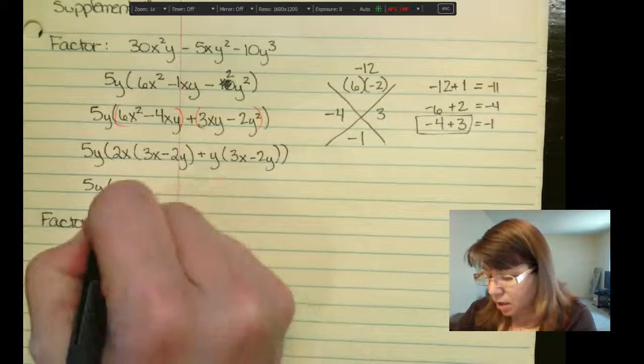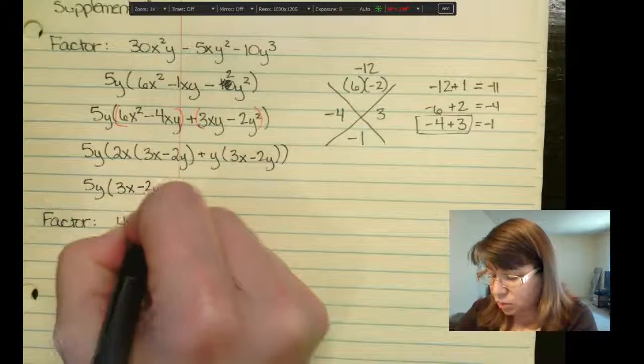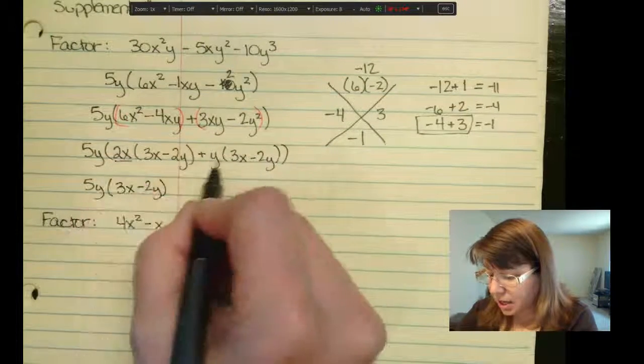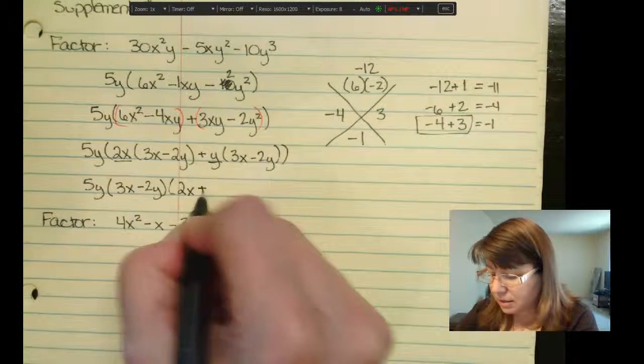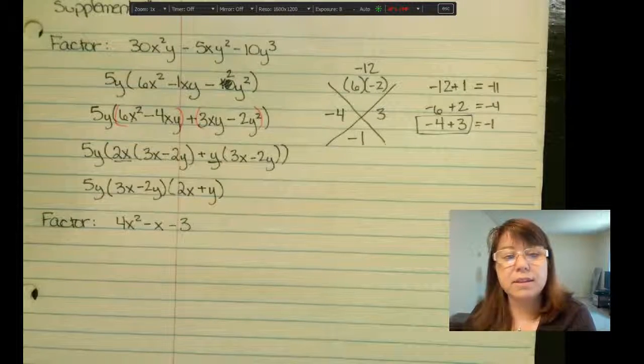5y, 3x minus 2y is what they have in common. That leaves behind the 2x plus y. And I'm done. That's my final answer.